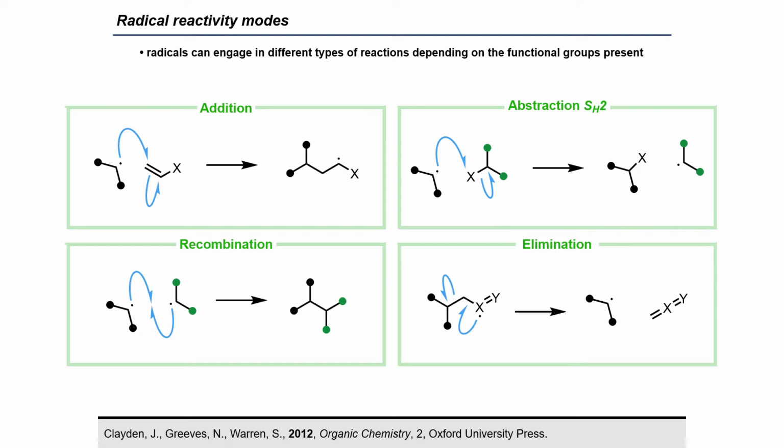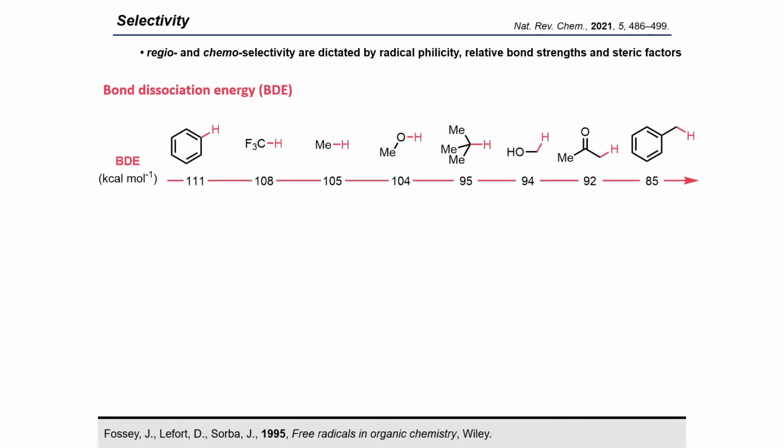We will look at examples of each of these reactivity modes throughout the presentation. However, first it's important to consider the selectivity of these reaction processes. Radical selectivity is usually dictated by several factors: the philicity of the radical and other reagents, the relative bond strengths of the bonds being made and broken, as well as steric effects.